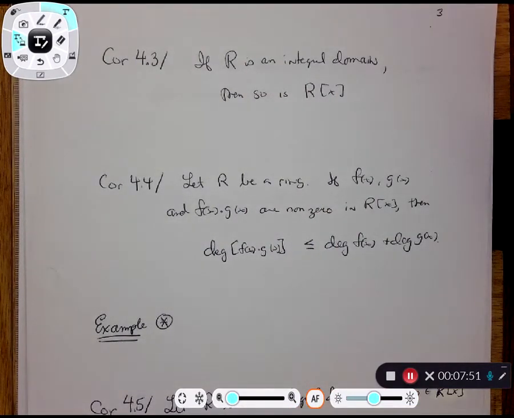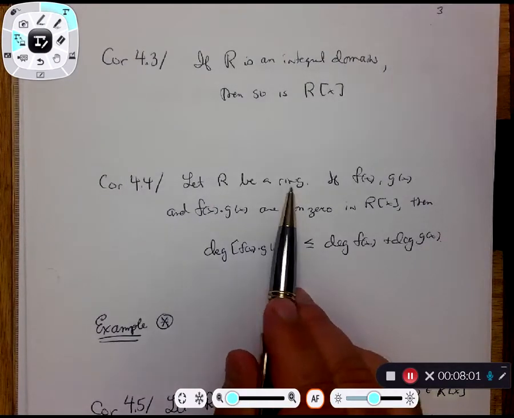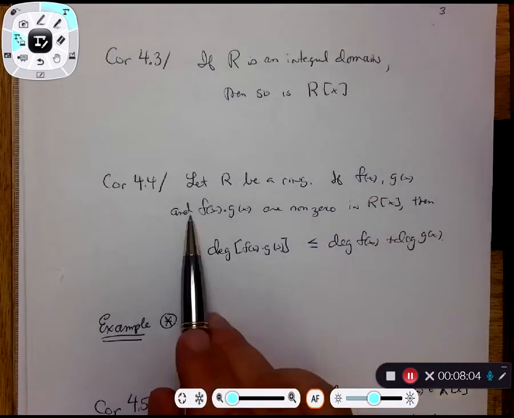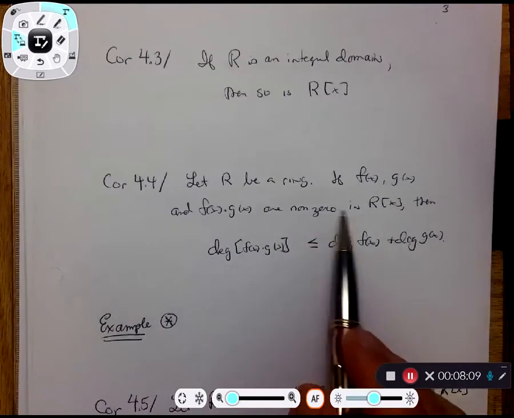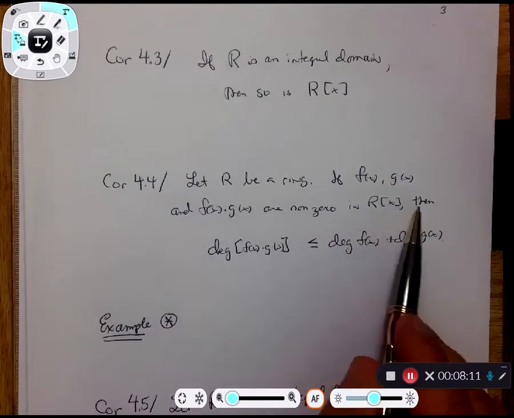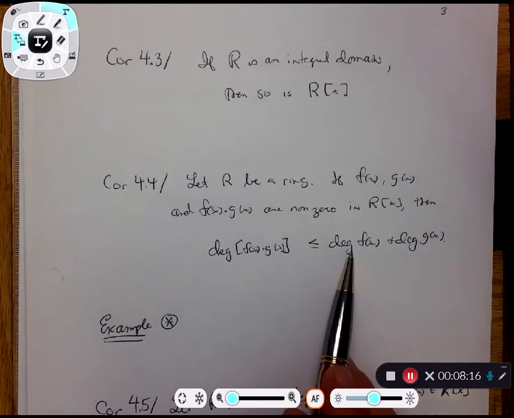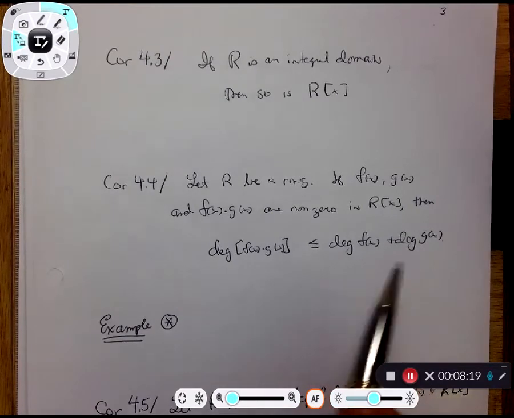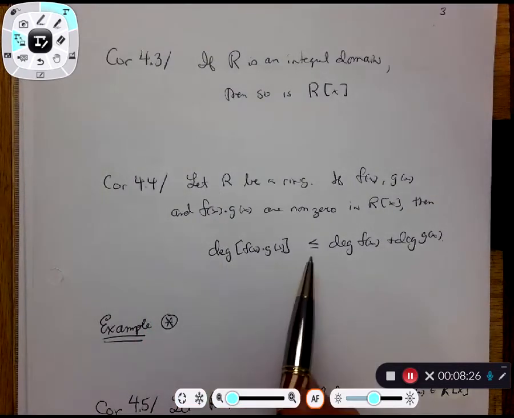Corollary 4.4 says this though, that R be a ring. R is going to be a general ring. Pick your favorite: basic ring, commutative ring, ring with identity, whatever kind of ring you want. If f(x), g(x), and f(x) times g(x) are non-zero in R adjoined x, then the degree of f(x) times g(x) will be less than or equal to the degree of f(x) plus the degree of g(x). Notice the new thing they put in there, that less than or equal to. We know if R is an integral domain, this is an equal to.